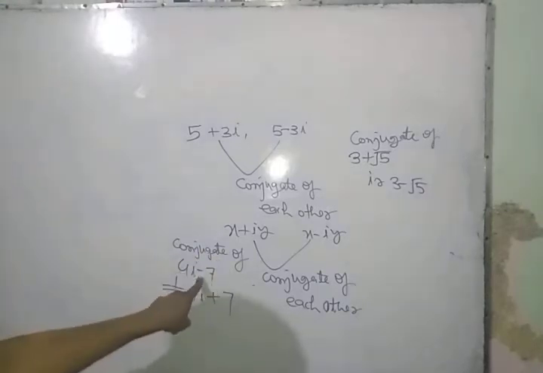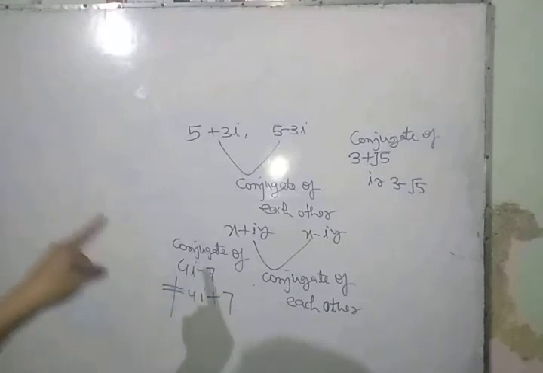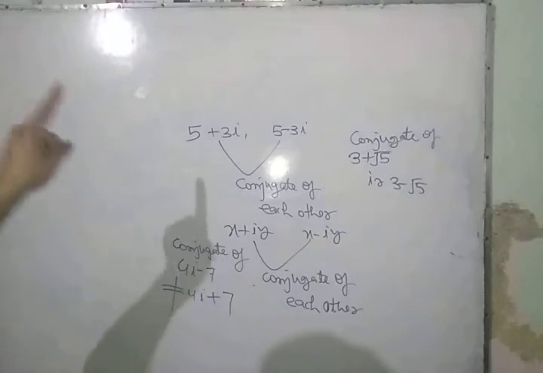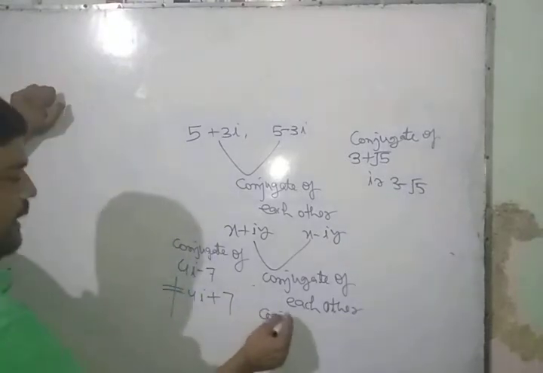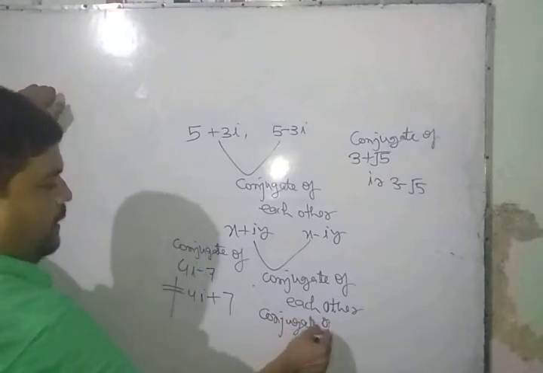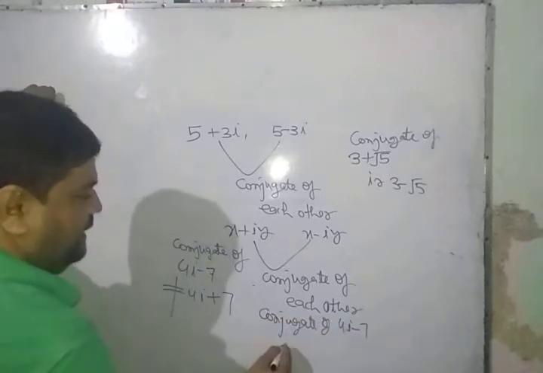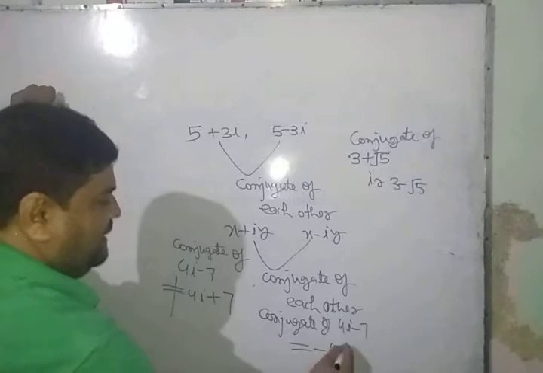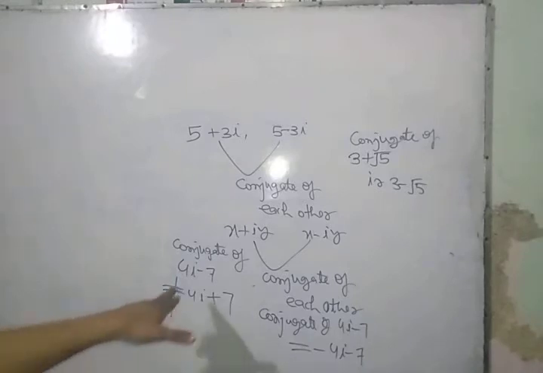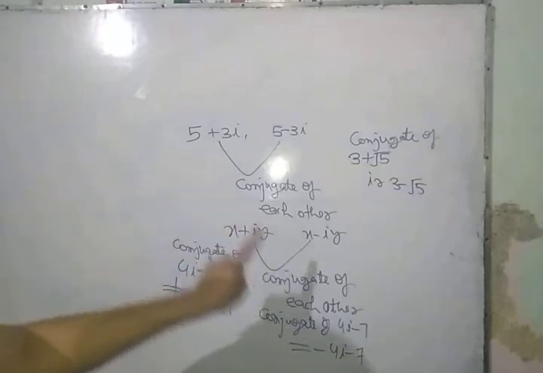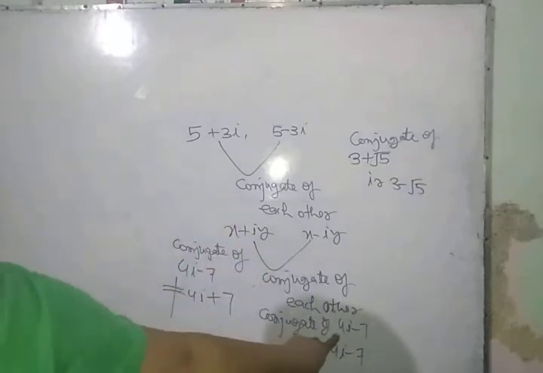So conjugate of 4i minus 7, again I am repeating, listen carefully. Conjugate of 4i minus 7 will not be equal to 4i plus 7. In fact, conjugate of 4i minus 7 will be equal to minus 4i minus 7. I think all of you have understood now. So what does the conjugate mean? To conjugate does not mean only to change the sign between them. Conjugate means to change the sign of imaginary part.